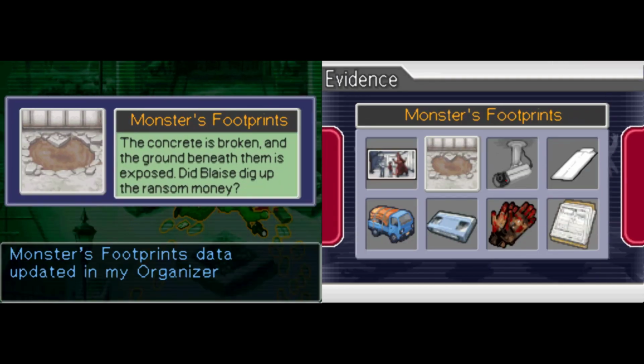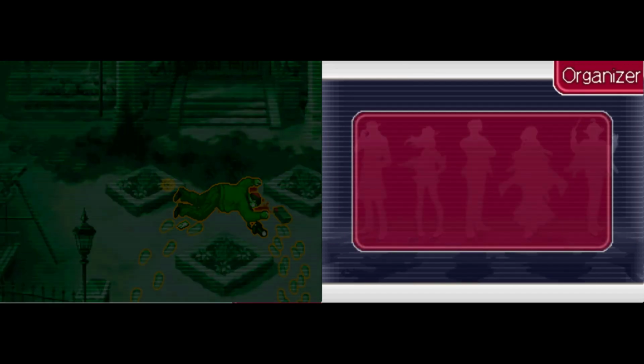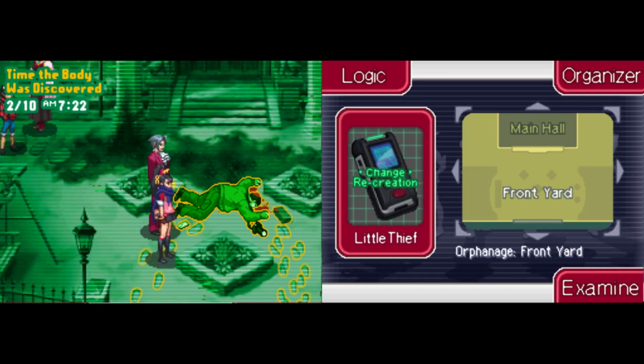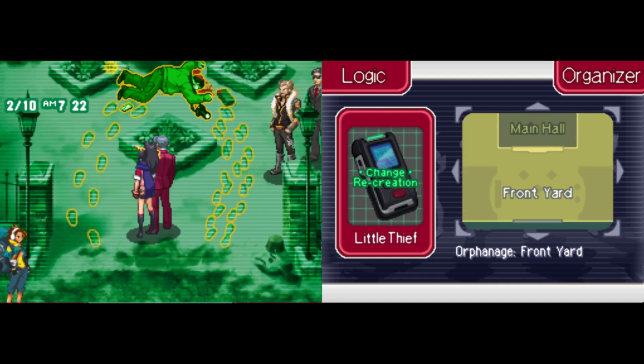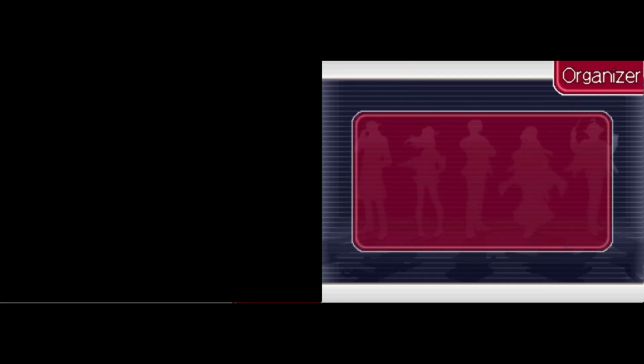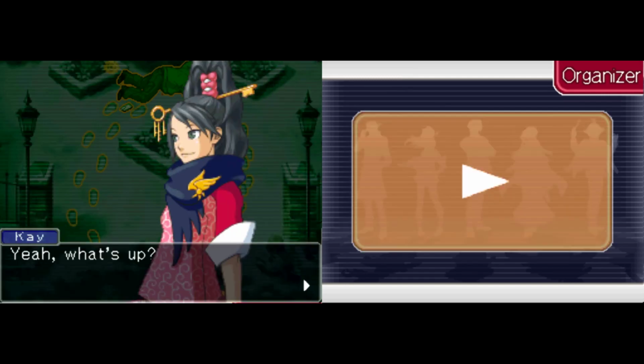Monster's footprints data updated in my organizer. Okay. I feel like that's all the logic we can do right now. Oh, and we have a button down here that lets us change what recreation we're looking at. That's cool. So let's take a look at the one we haven't really examined yet.